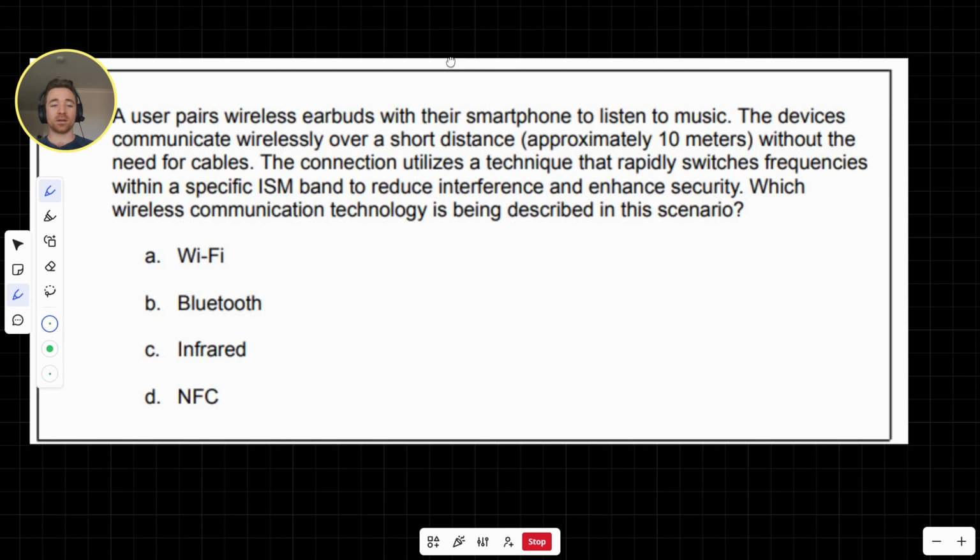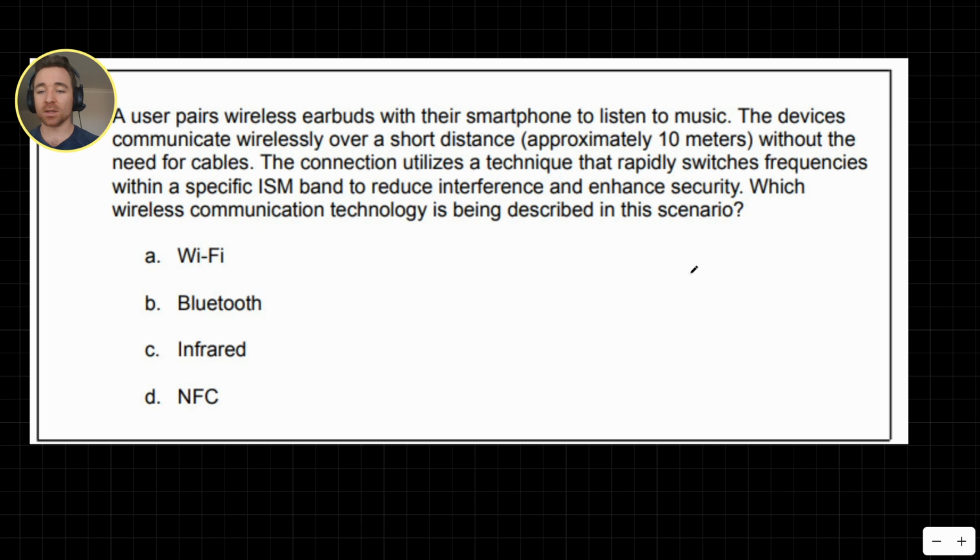Next question reads, a user pairs wireless earbuds with their smartphone to listen to music. The device communicates wirelessly over a short distance, approximately 10 meters, without the need for cables. The connection utilizes a technique that rapidly switches frequencies within a specific ISM band to reduce interference and enhance security. Which wireless communication technology is being described in this scenario? A. Wi-Fi, B. Bluetooth, C. Infrared, or D. NFC?